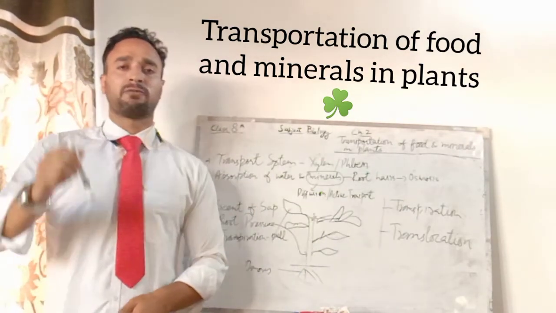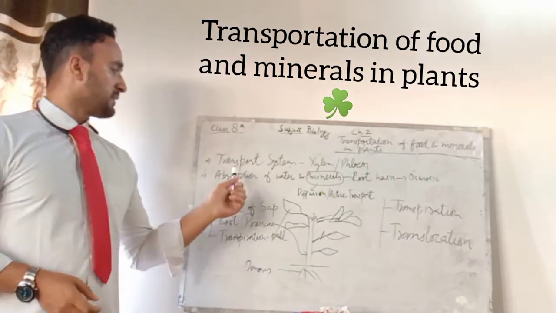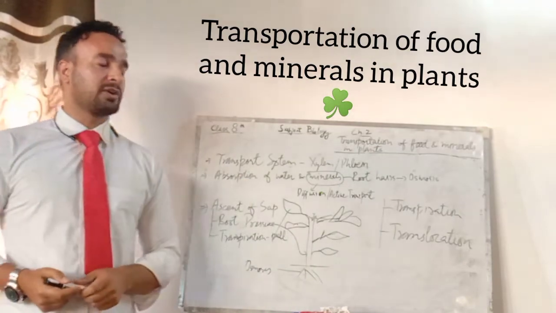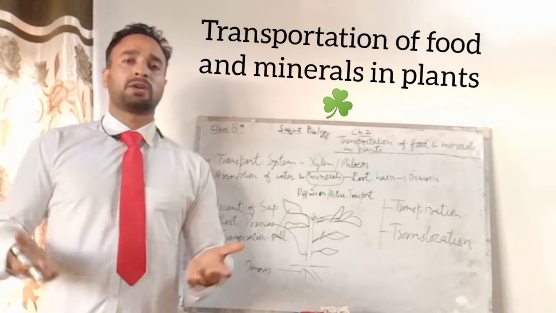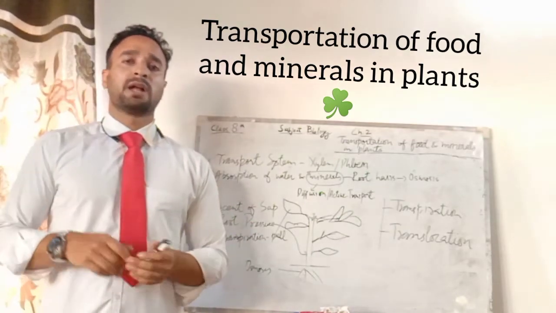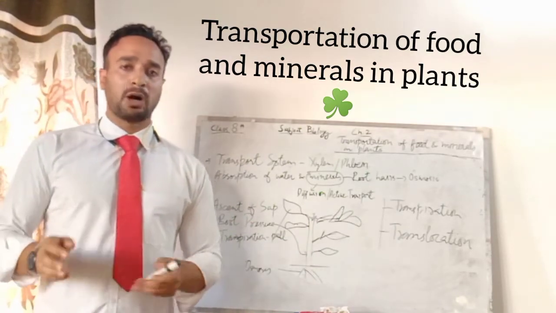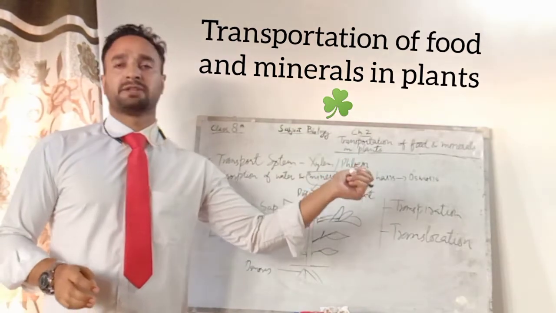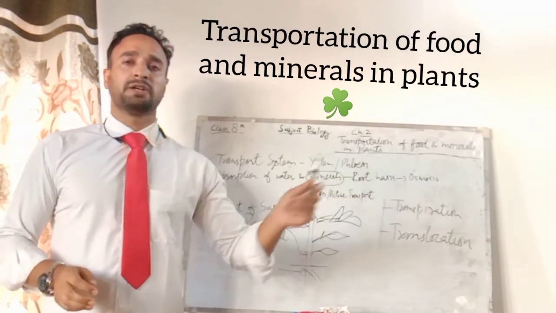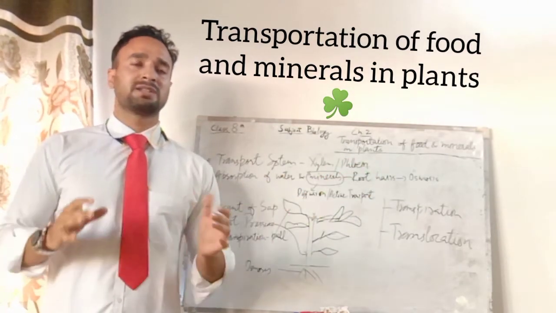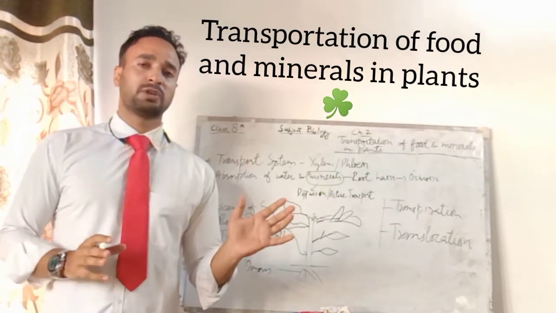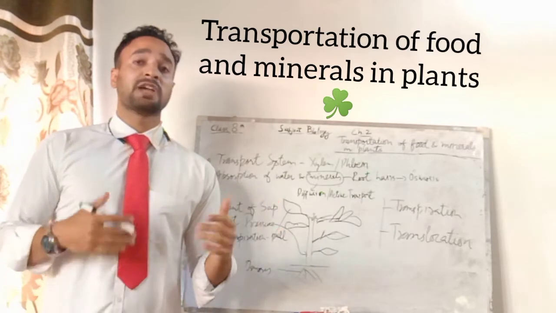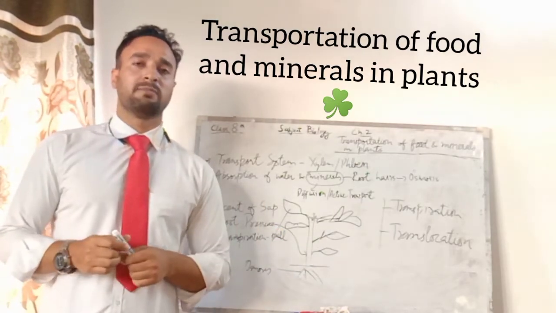Okay, next topic is absorption of water and minerals. How do plants absorb water and minerals from the soil? Plants absorb water and minerals from the soil with the help of root hairs. There are numerous, though short-lived, root hairs present in the roots which help in the absorption of water and minerals from the soil.